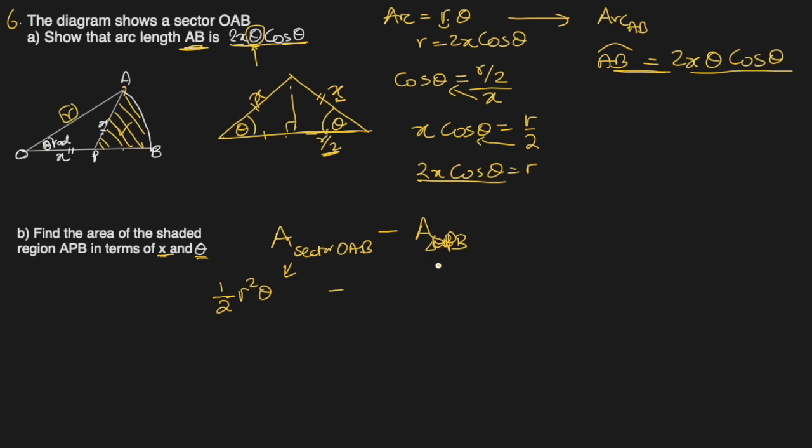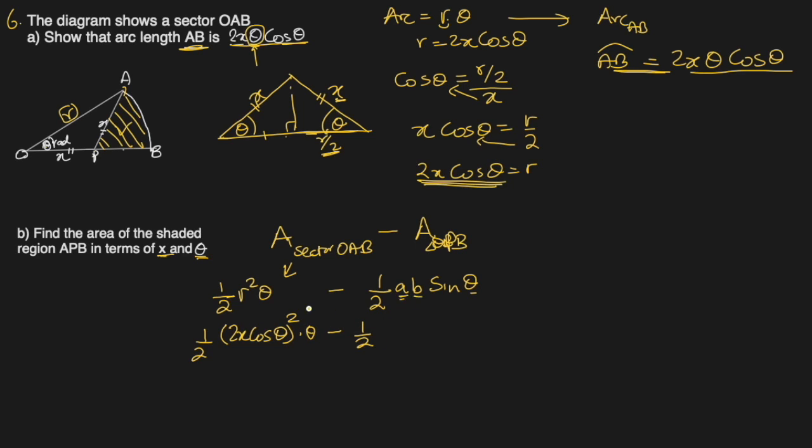Minus, what is the area of a triangle? Half AB sine theta. There is no A or B here, and the angle may not be theta, so I will see what is there. Half r is this, so I'll replace r by 2x cos theta. But no, r was needed, not the arc. Okay, 2x cos theta is enough. Square, multiplied by theta, minus half.